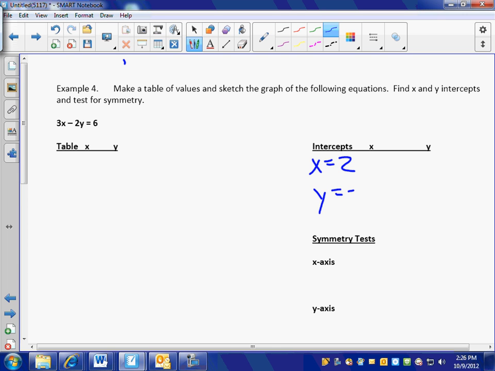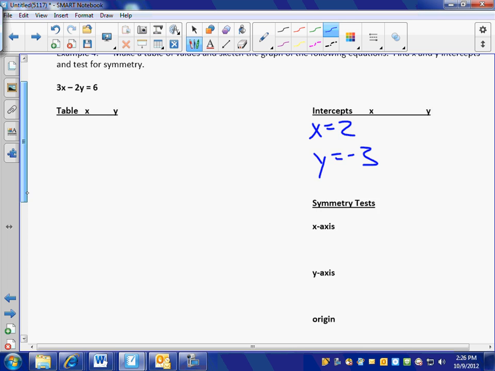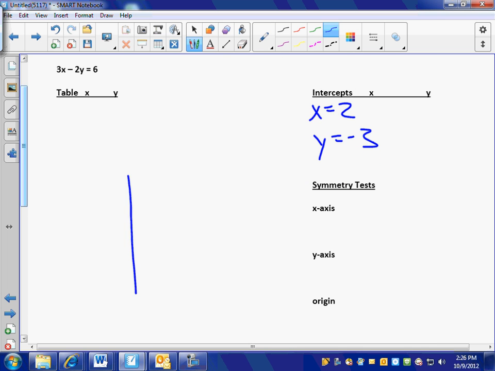X should be 2. Y should be negative 3. Did you get those two? Very good. So you could actually sketch a graph at that point because you know it's a line. X is 2, y is negative 3. So you know the graph is going to look like this. Is that symmetrical about the x-axis? The y? The origin? No, it's not symmetrical at all. So for all these tests, you should come up with no symmetry, all sad faces. Is that what you have? Is there one that you're confused about that you'd like to see?